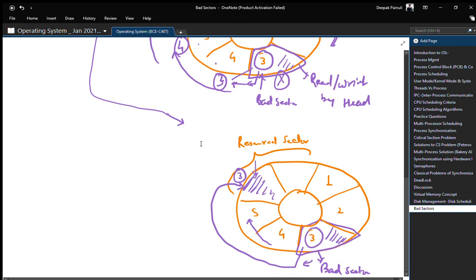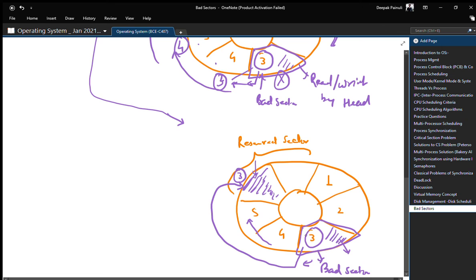But in case of sector slipping, we are not disturbing 4 and 5. We are simply copying its index sector number and pasting it into this index number to the reserved index, so that our sector number 3 will be available for further reading and writing. But we won't write anything to this bad sector. We will unindex this sector number from the sector list, right?